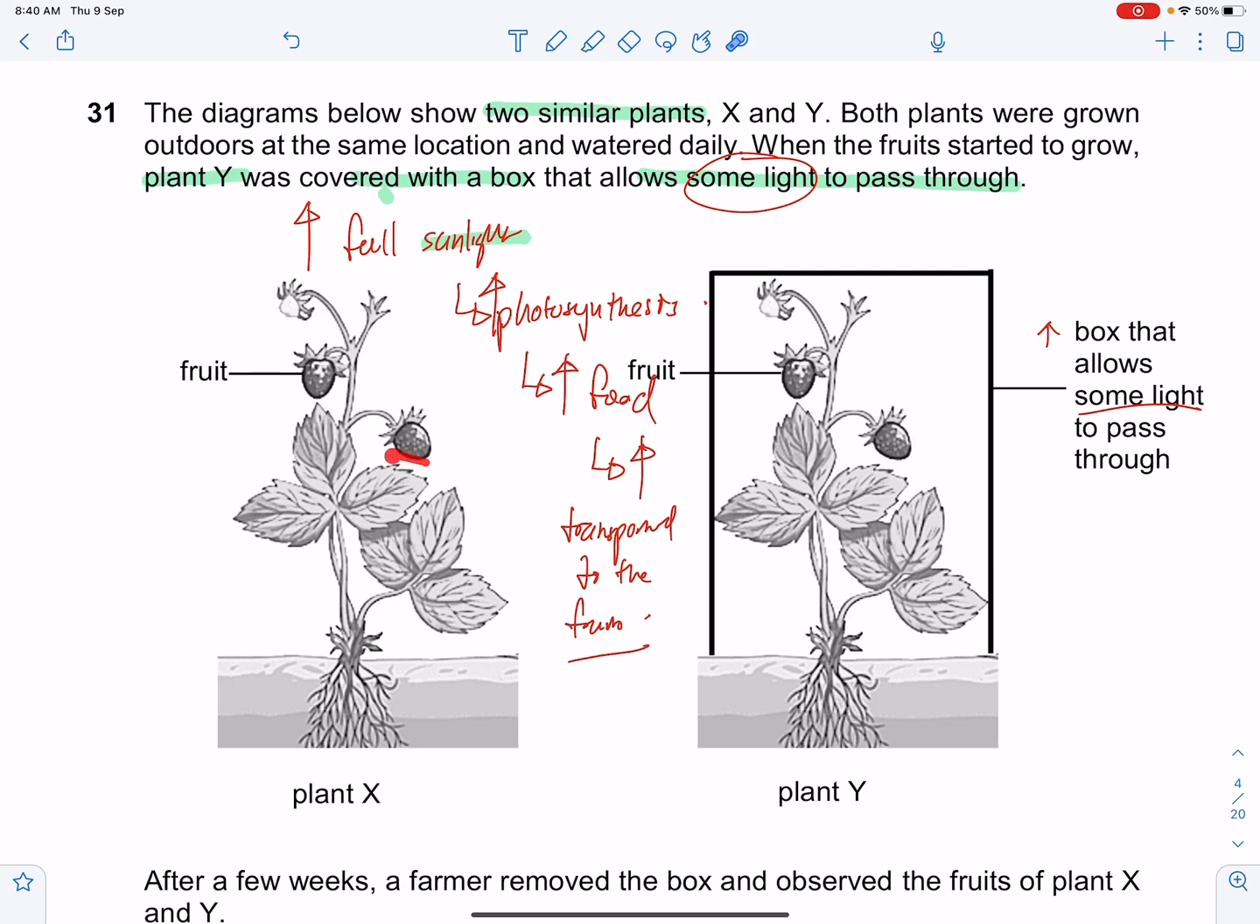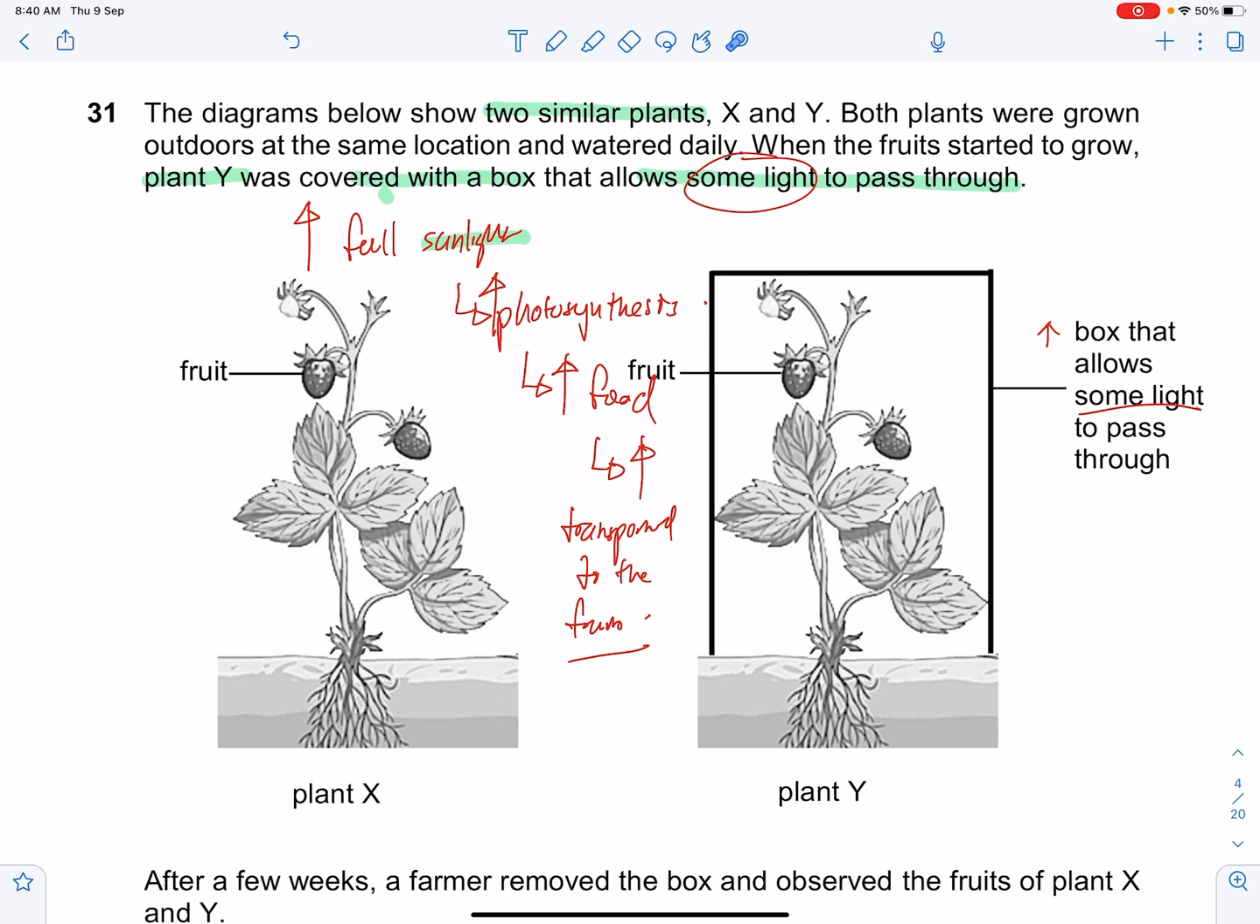So if you just say, oh, rate of photosynthesis is higher, hence more food is being produced, you only answer up to here and all your food remains in the leaves. It doesn't make sense to me. If it's going to be stuck in the leaf, it will not affect my fruits at all. It will not give me bigger fruits.